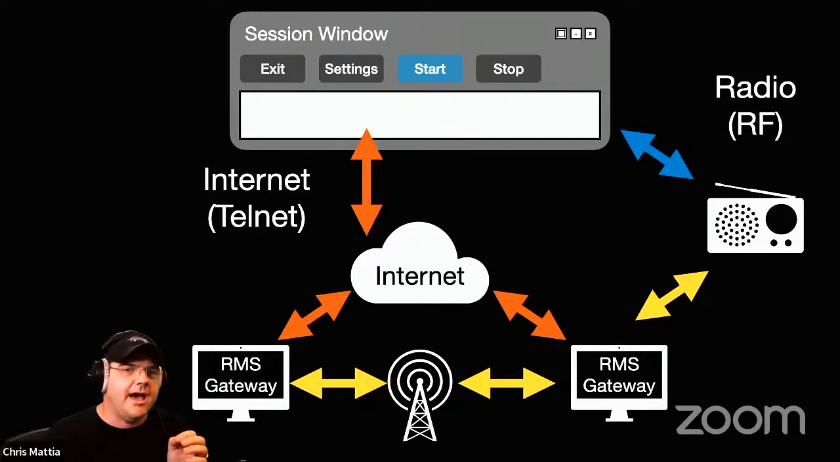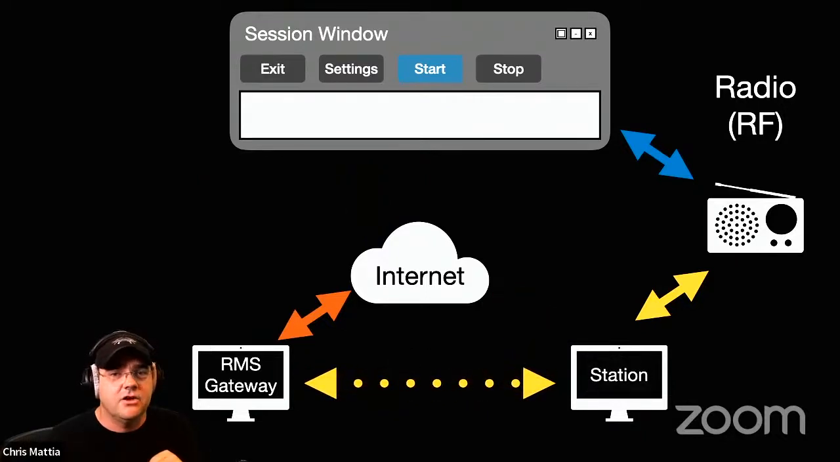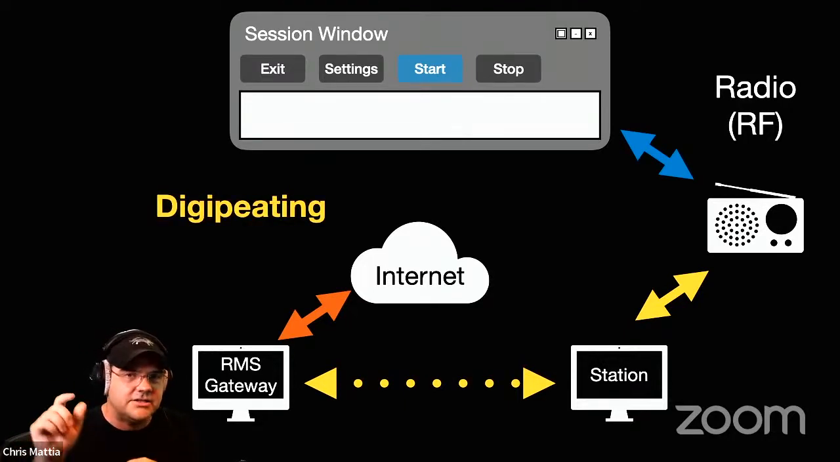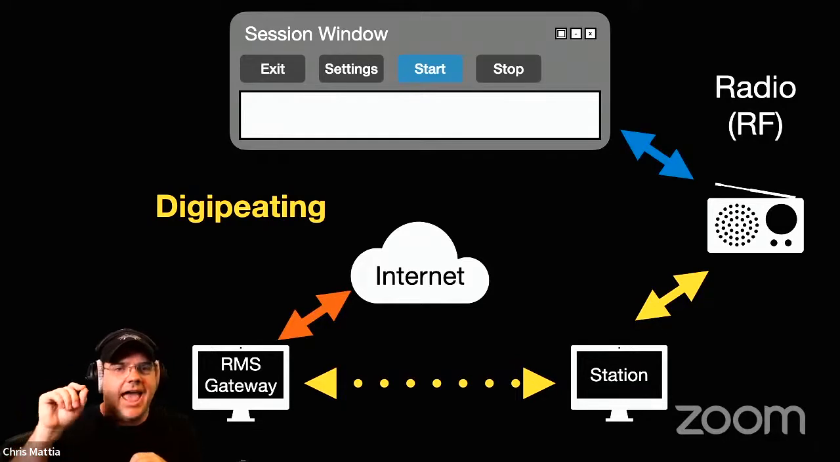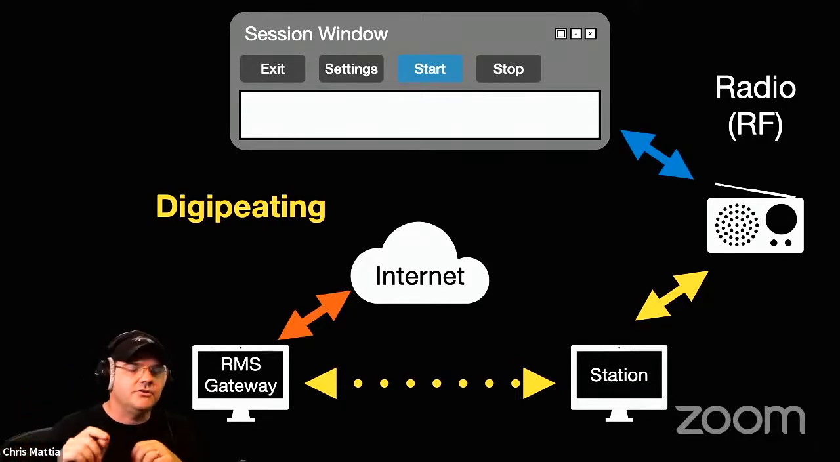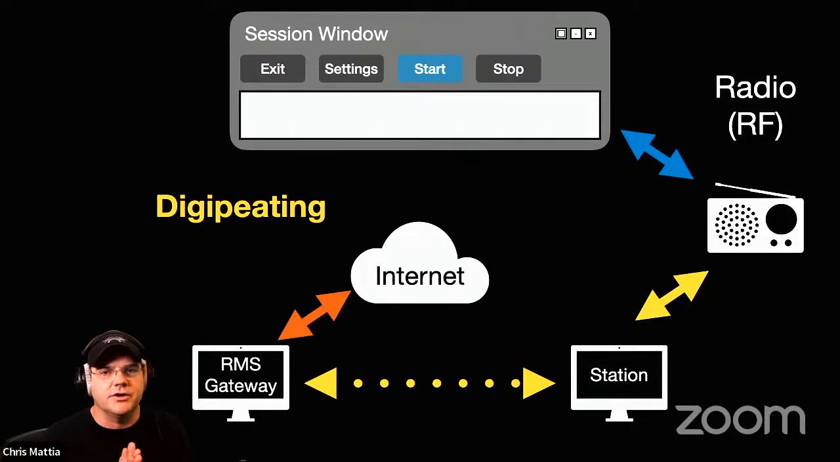But what happens if that first RMS gateway is inside of the disaster zone and it is not connected to the internet? What you need to do in that case is something called digipeating. You need to tell Winlink how you want Winlink to route your traffic. You have that control with Winlink, and it's really pretty cool as to how this works.